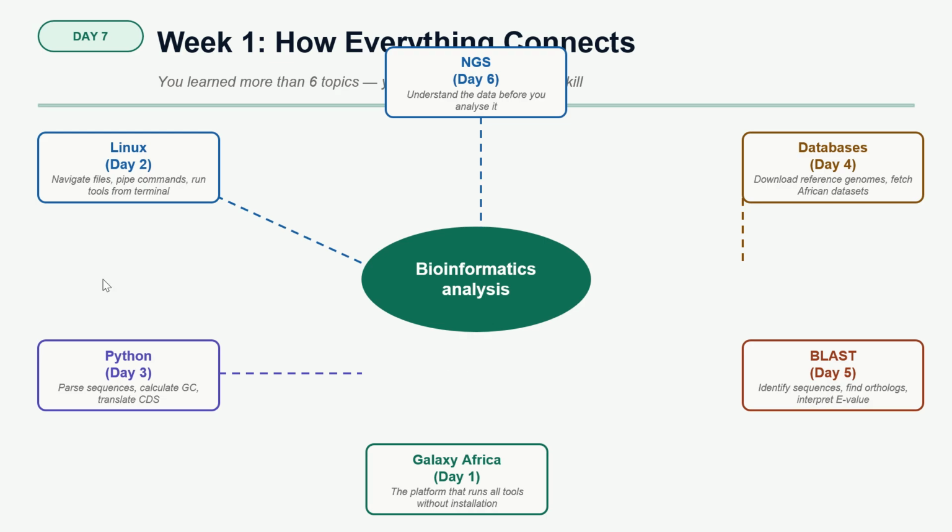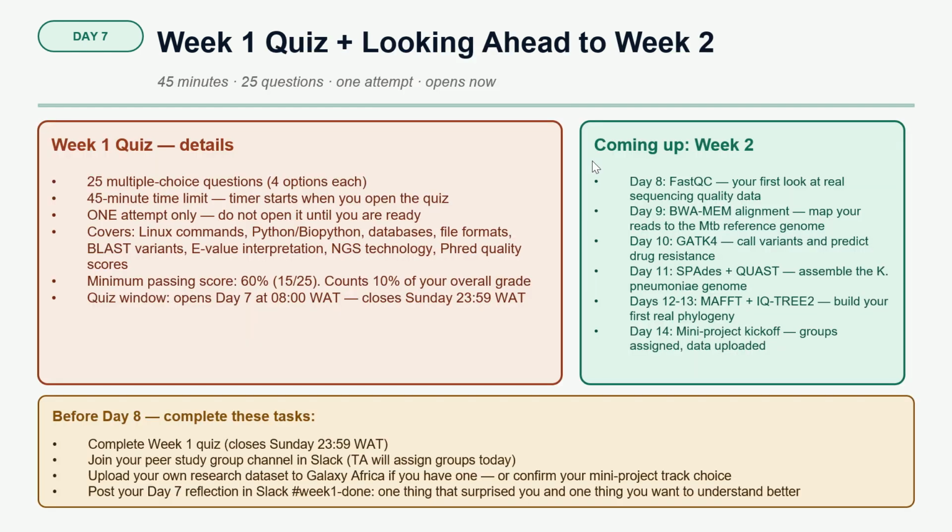For week one, we've been able to cover day one, Galaxy Africa; day two, Linux; day three, Python; day four, databases; day five, BLAST; and day six, NGS. That is what week one is all about. We are looking forward to week two, where we'll be talking about FastQC, BWA, GATK4, SPAdes, MAFFT, IQ-TREE, and the mini project kickoff. You'll be assigned to a group and work on different projects.